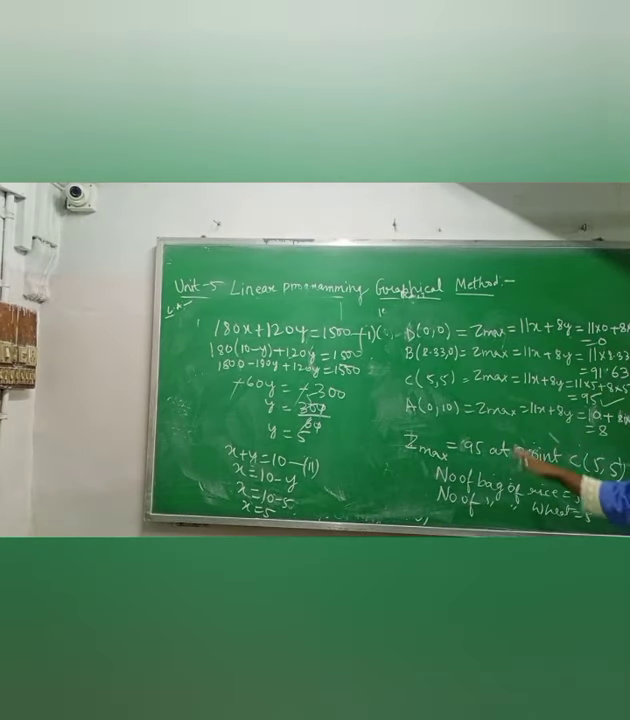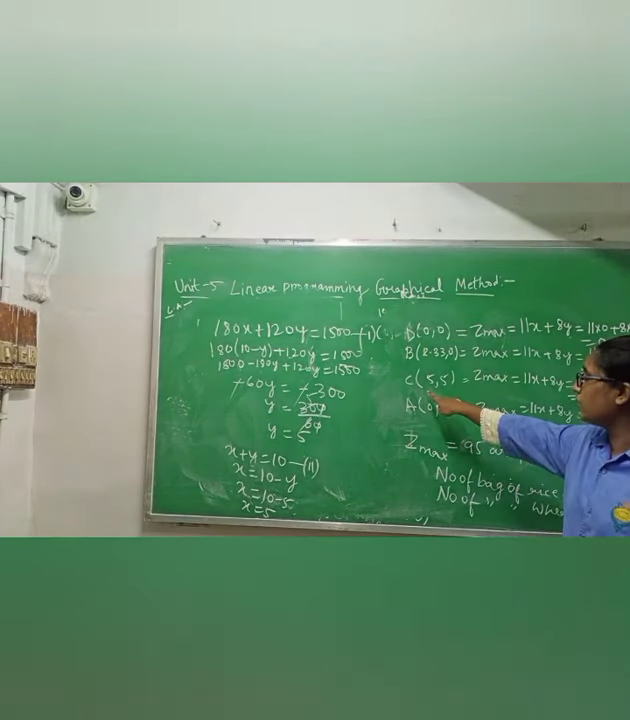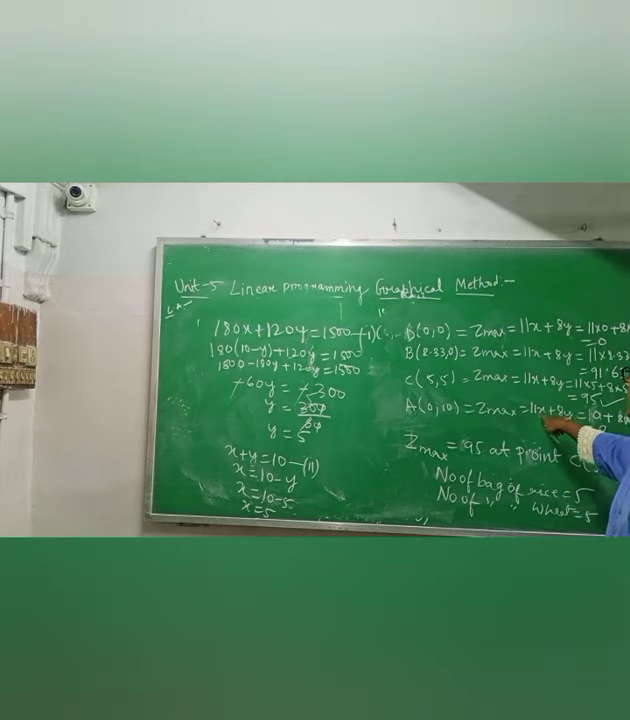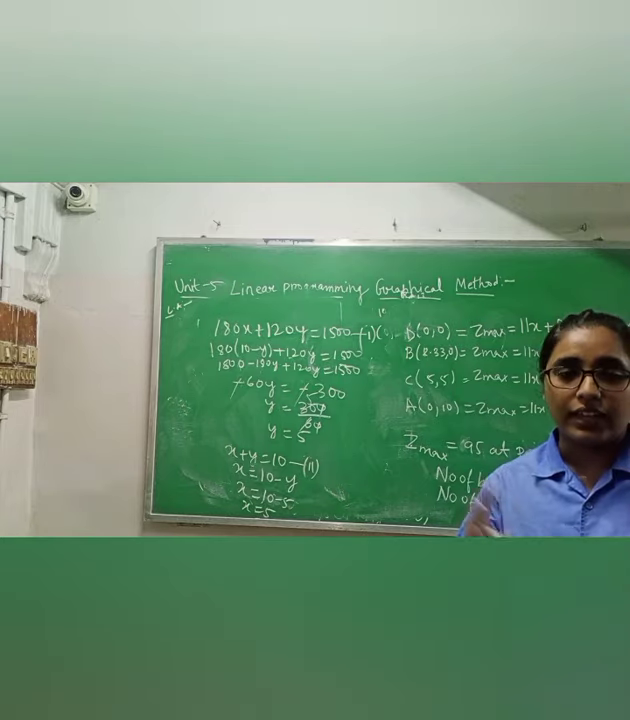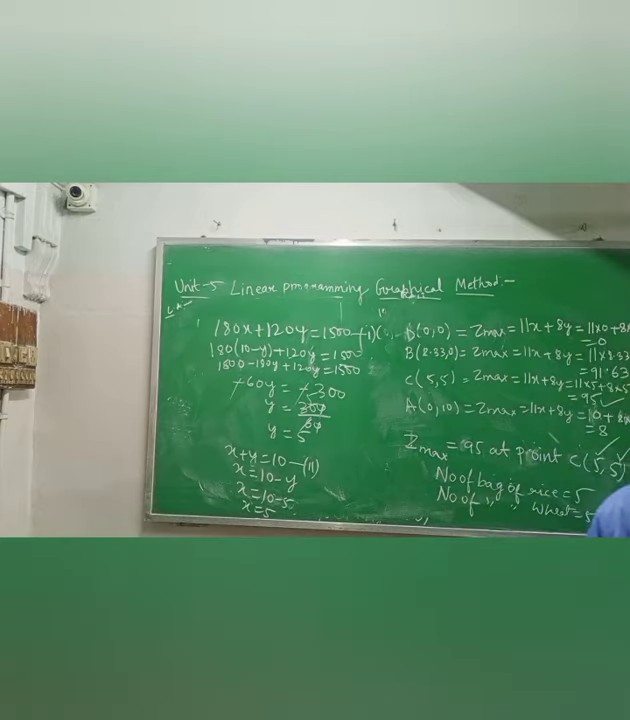So we are doing all this to find C. After finding point C, we put it in Z max. We are getting the maximum value at (5, 5). That is why I am saying Z max equals 95 at point C (5, 5). It means the number of bags of rice is 5 as well as the number of bags of wheat is also 5. So he can buy 5 bags of wheat and rice to make maximum profit.